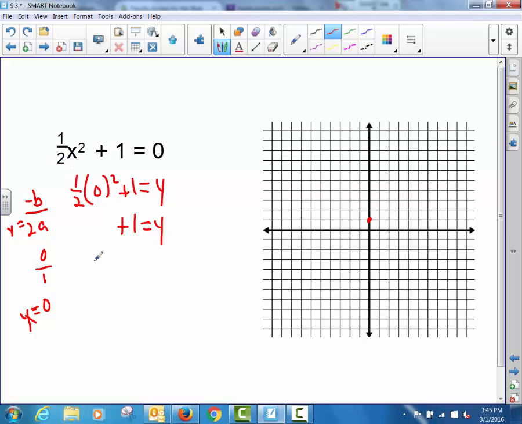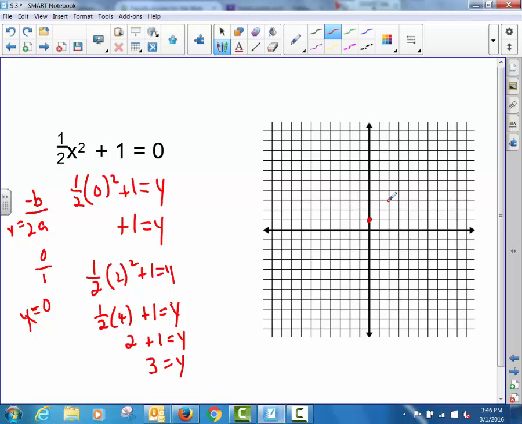So 1/2 of 2 squared plus 1 equals y. So that gives us 1/2 of 4 plus 1 equals y. So that gives us 2 plus 1 equals y, which gives us 3 equals y. So when x is 2, y is 3.